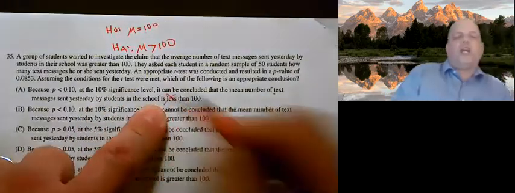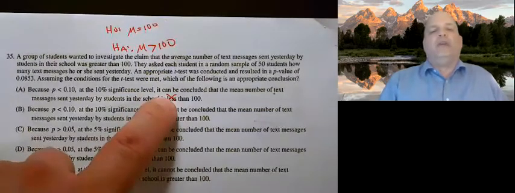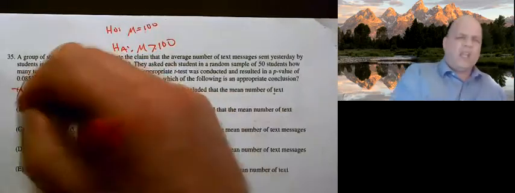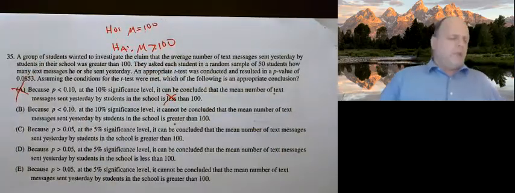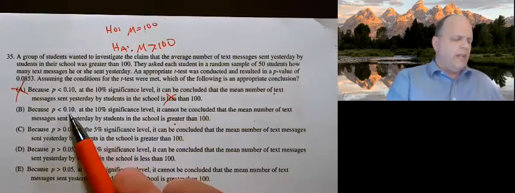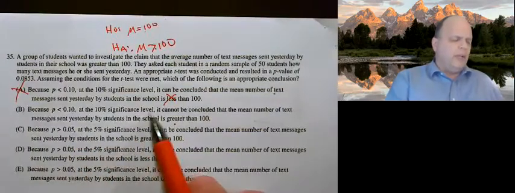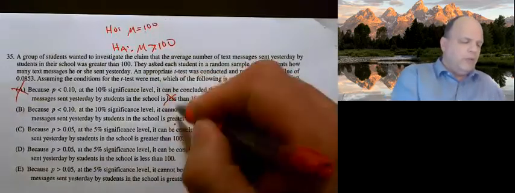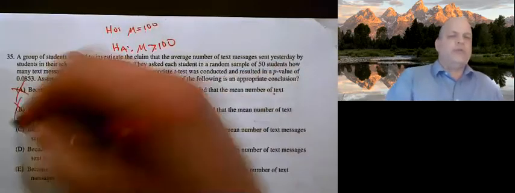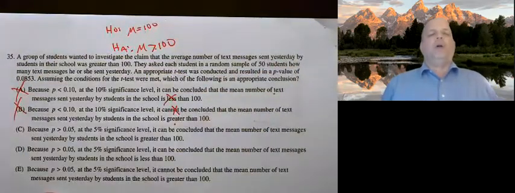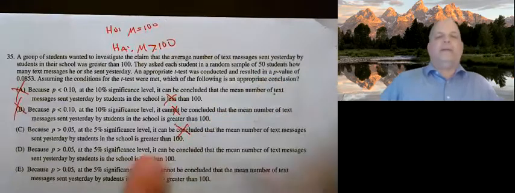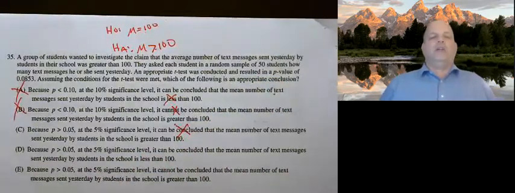No, they messed you up. They changed that word. If it was greater than 100, that would be true. But they said less. A is wrong. Because p is less than 0.1 at the 10% level, it cannot be concluded. Yes, it can be concluded. It should not be cannot, it should be can. So this is wrong. Because our p is greater than 0.05, at the 5% level, it can be concluded. No, it cannot be concluded. All right, we cannot conclude that it's greater than 100.